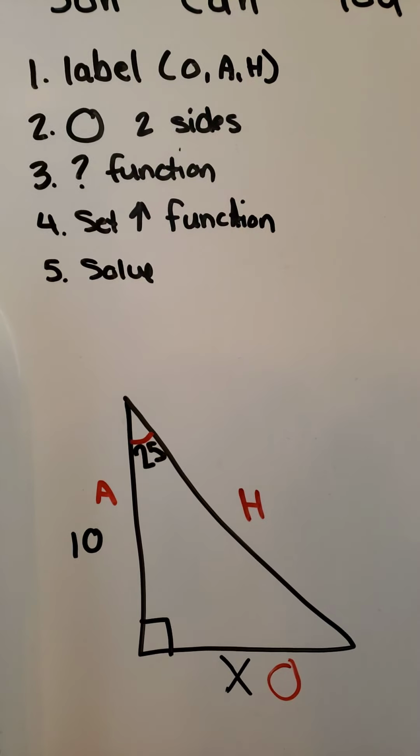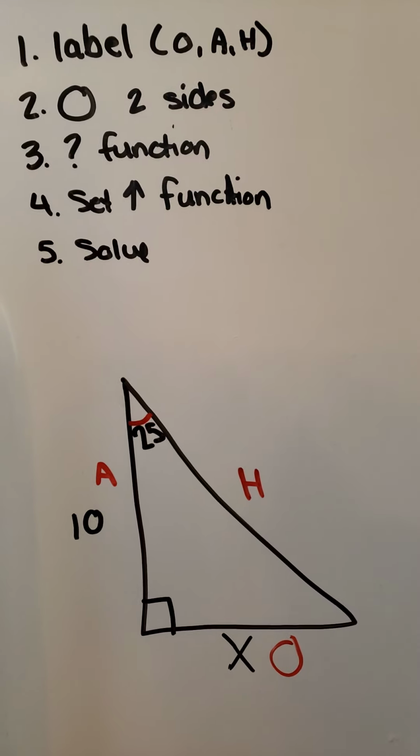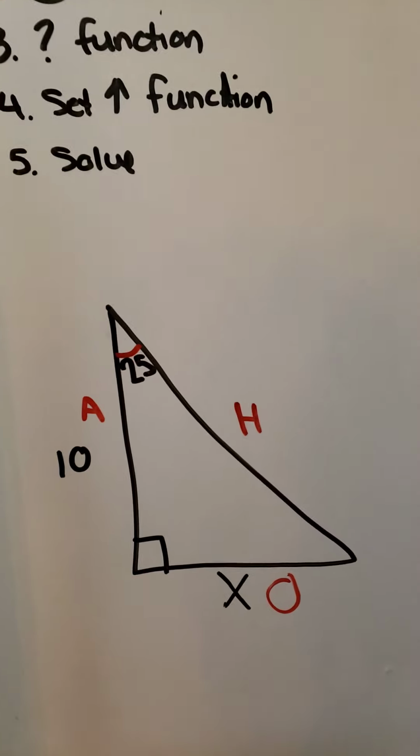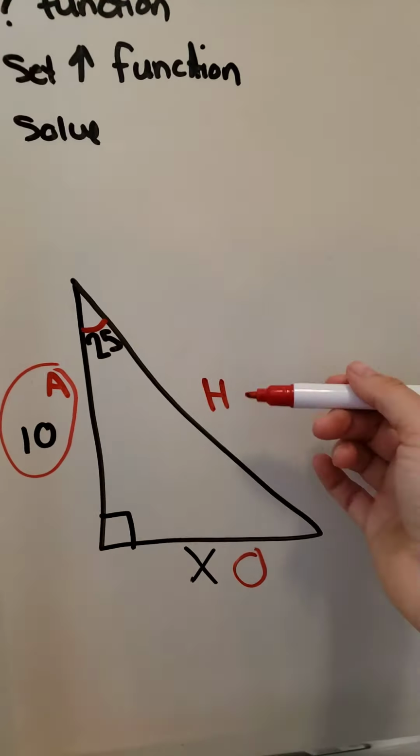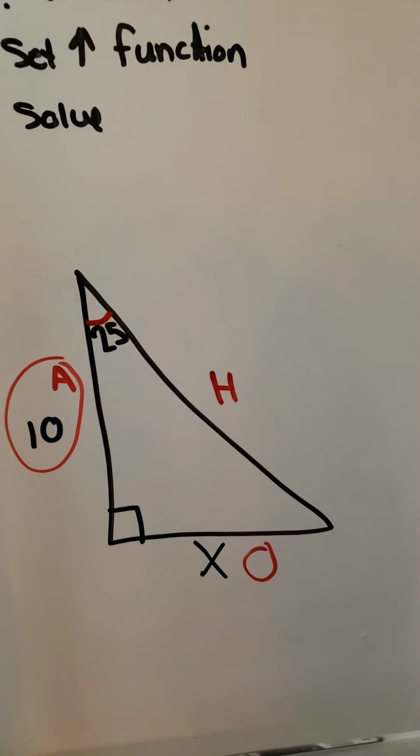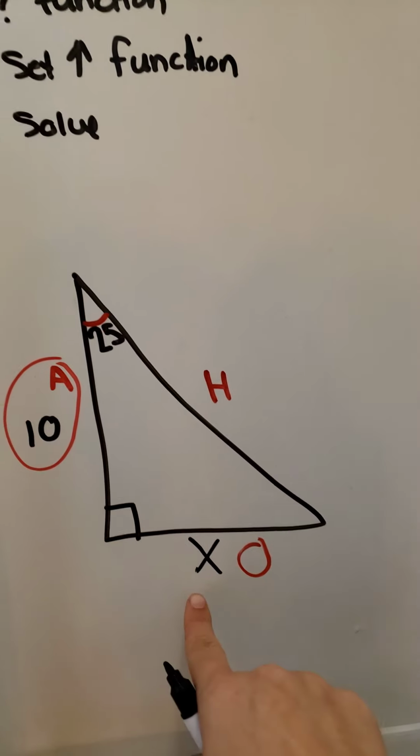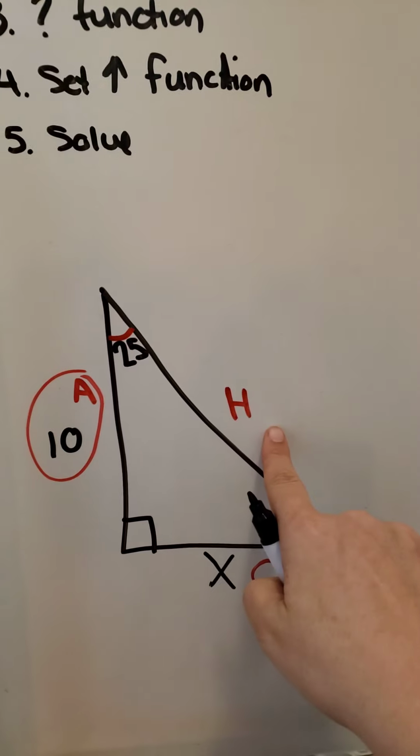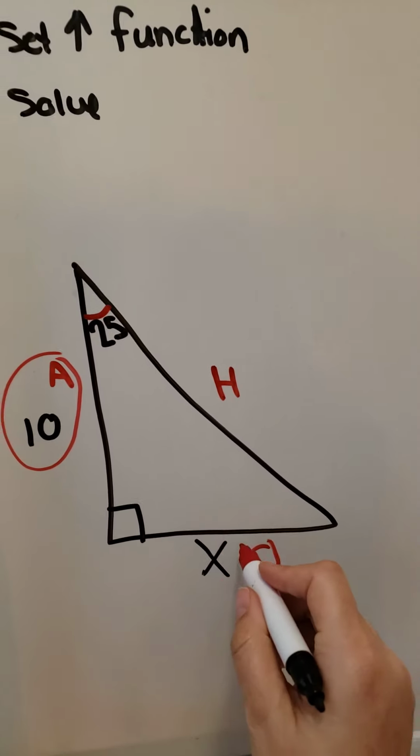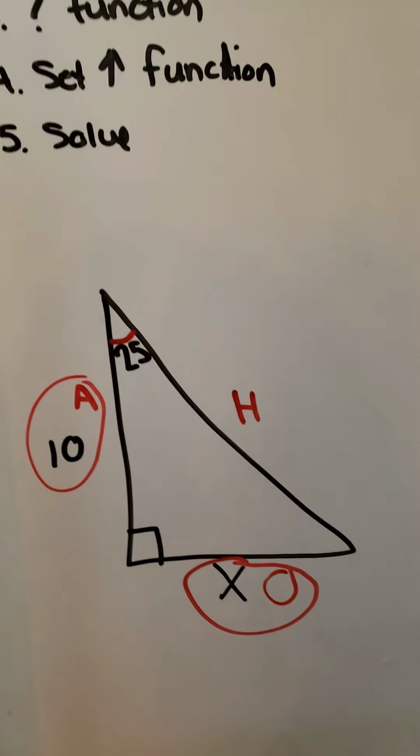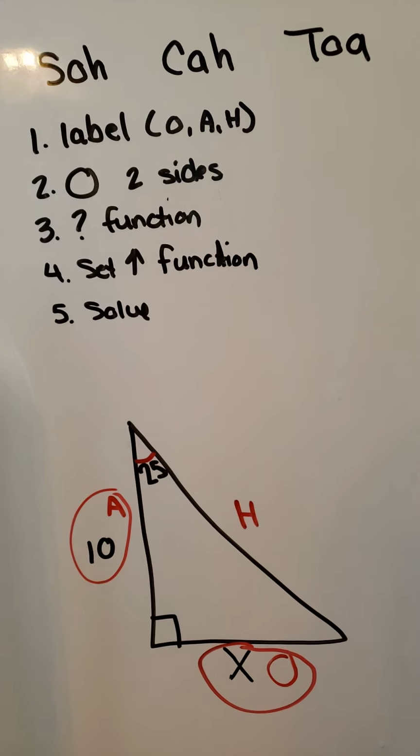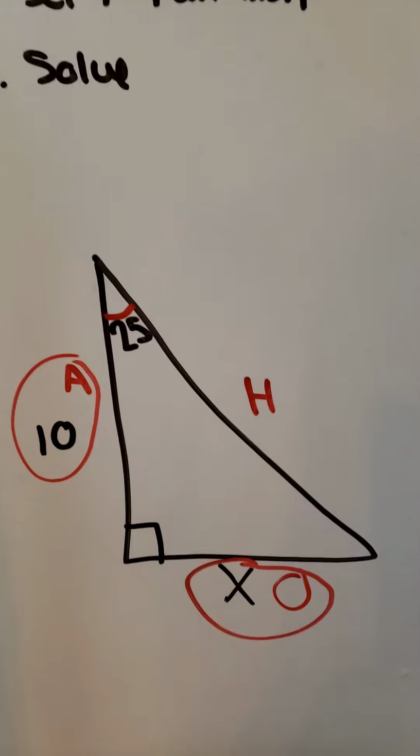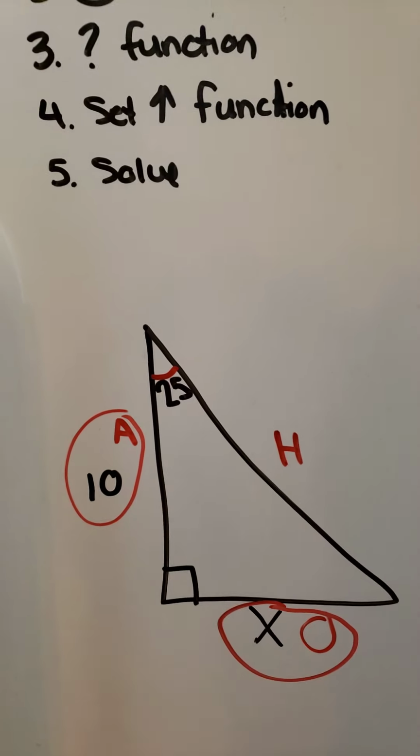Step 2 says that we have to circle 2 sides with values. What 2 sides are we going to use? I know that I'm going to use this one, okay? Now I have to choose between this side and this side. Which one am I going to use? Well, I'm solving for x. I don't need to mess with this one at all, so I'm probably going to circle this side. Step 3 says, which function are you going to use? Are you going to use sine, cosine, or tangent? Well, what do I have circled? I have O and A circled.